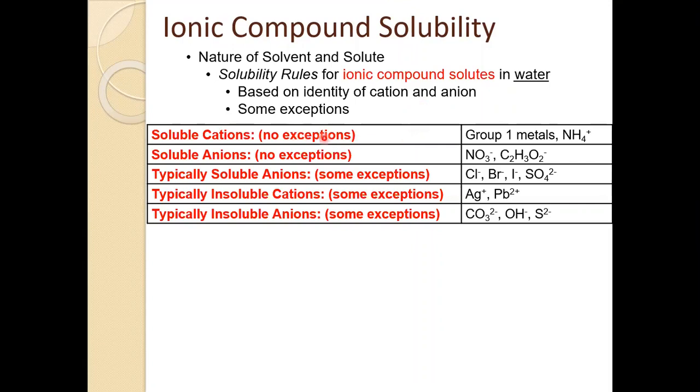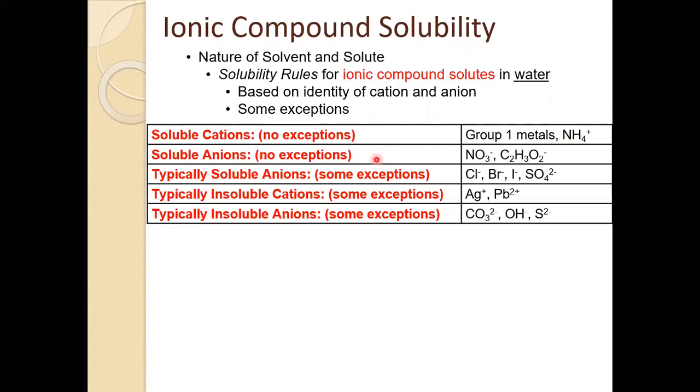So the first rule says that if the ionic compound contains either a group 1 metal, such as sodium, potassium, lithium, etc., or ammonium ion as its cation, then that particular ionic compound will be soluble, and there aren't any exceptions to that rule.